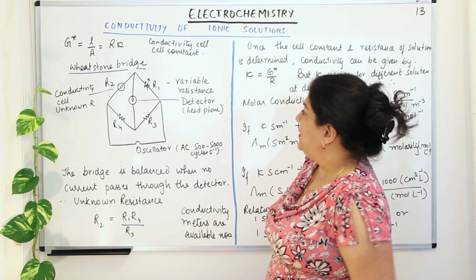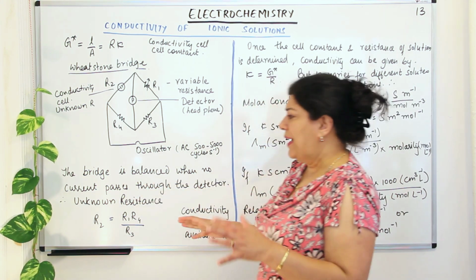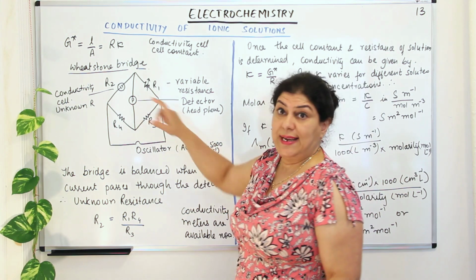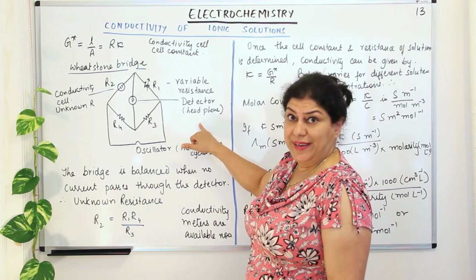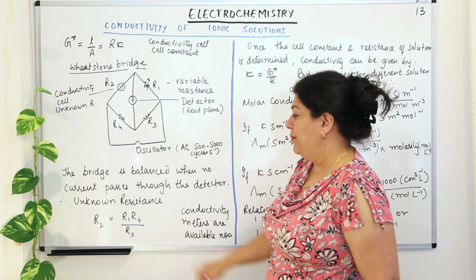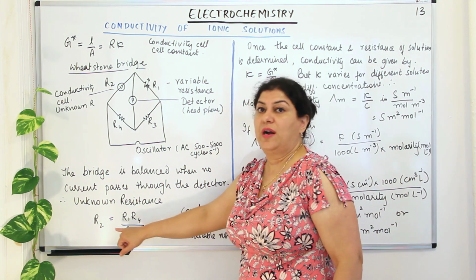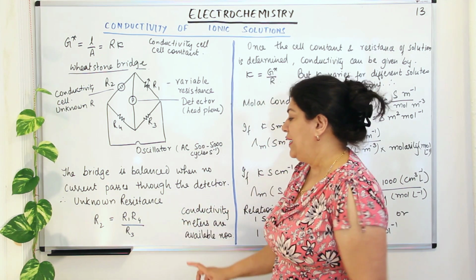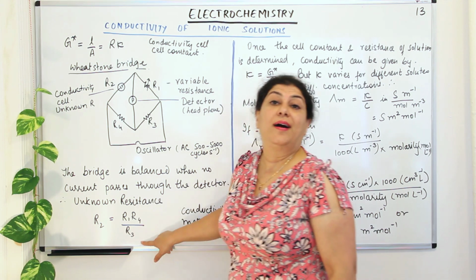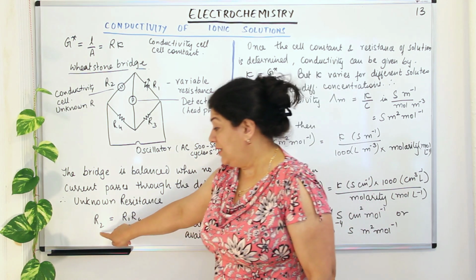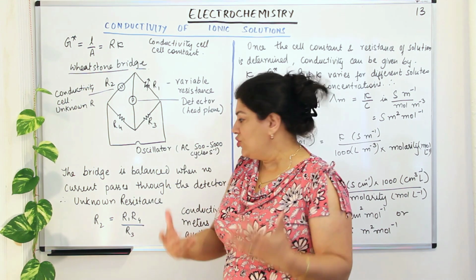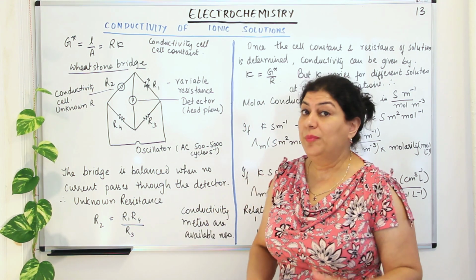So let me just read this now. The bridge is balanced when no current passes through the detector, so you do not detect anything in the headphone. At such a time, R1 R4 upon R3 R2 would be equal to 0, from which we calculate R2. R2 is equal to R1 R4 upon R3. And what is R2? R2 is the unknown resistance. So you can calculate the unknown resistance from this.